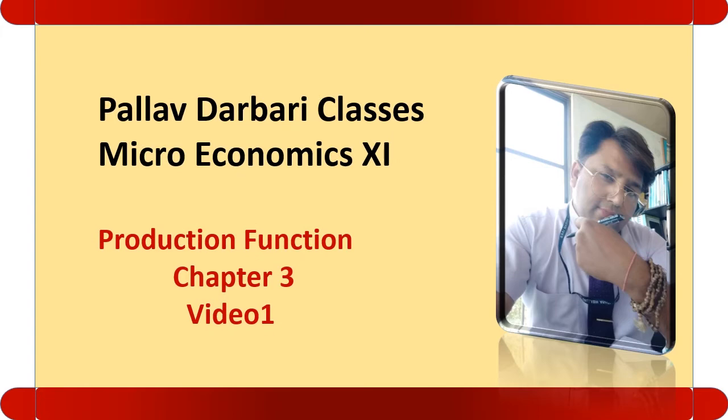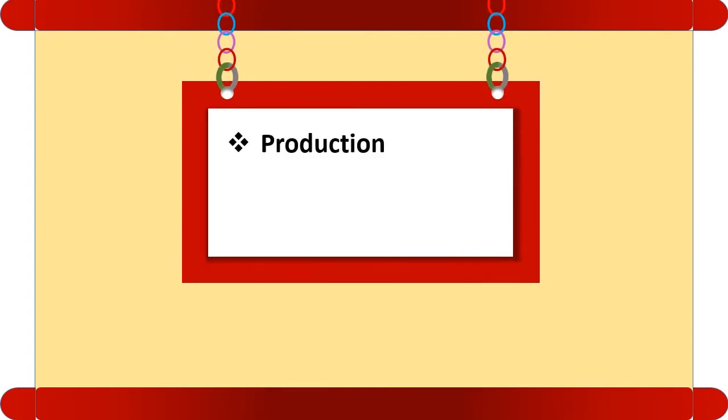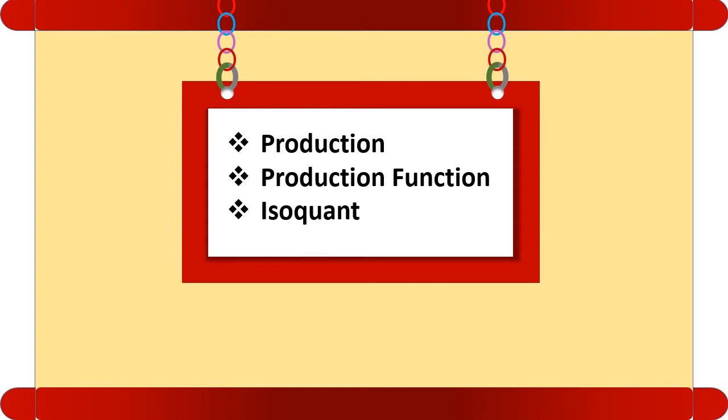In this video, we will discuss chapter 3 of microeconomics class 11th, that is the production function. We will cover this chapter in 3 videos. This is the first video of chapter 3. Let us see the topics that we will discuss in this video. In this video, we will discuss production, production function, and isoquant.